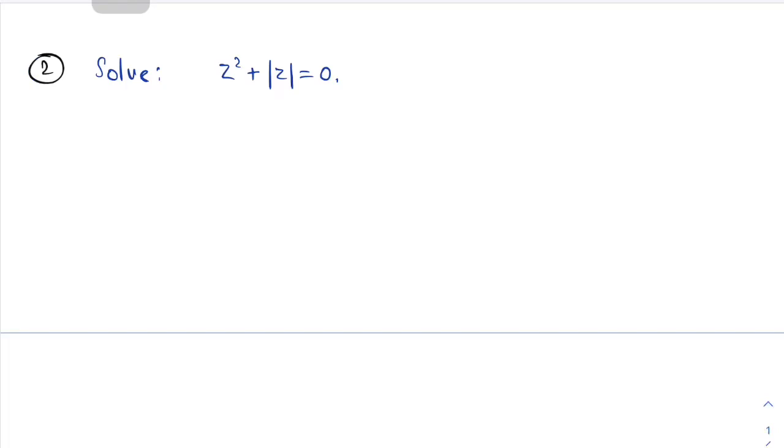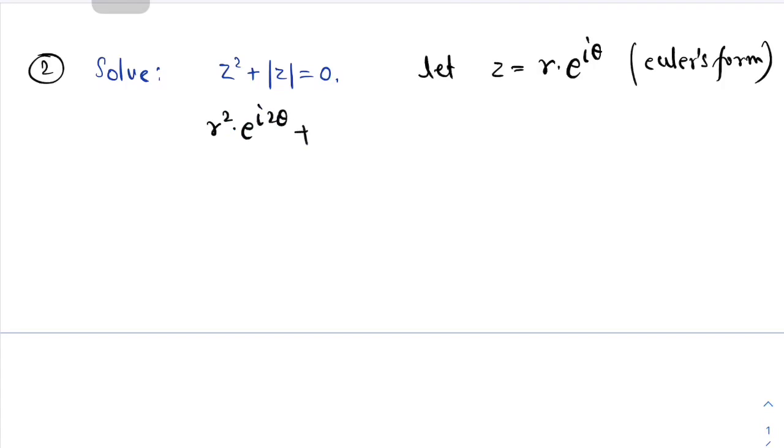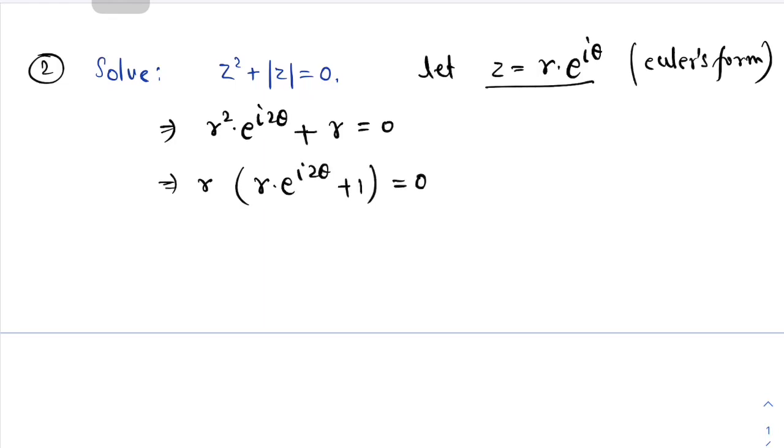The second question says, solve for z where z square plus modulus of z is equal to 0. Again, we can assume z to be r into e to the power iota theta in Euler's form. Then we put this z in the original equation. We get r square into e to the power iota 2 theta plus modulus of z, which is r only. By taking r common, r into e to the power iota 2 theta plus 1 becomes equal to 0.